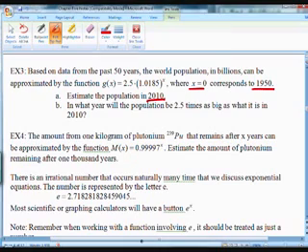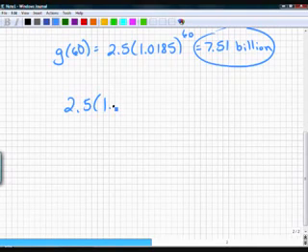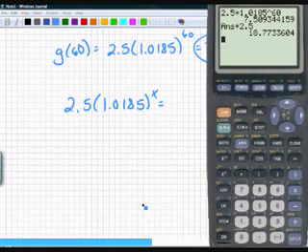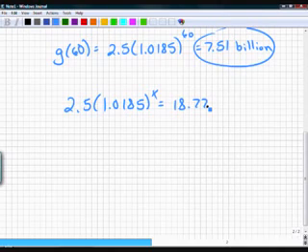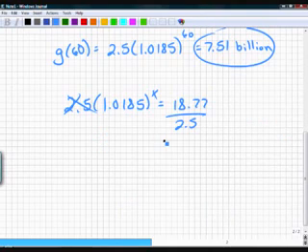So the way we find that is we take this and set it equal to 18.77. So 2.5 times 1.0185 to the x power equals 18.77. Don't clear your calculator because we're going to use that. Since it is such a big number with so many decimals, I would leave it on my calculator. Go ahead and divide by 2.5, and let's clean this up some. Divided by 2.5 gives you 7.51. So this stuff equals 7.51.